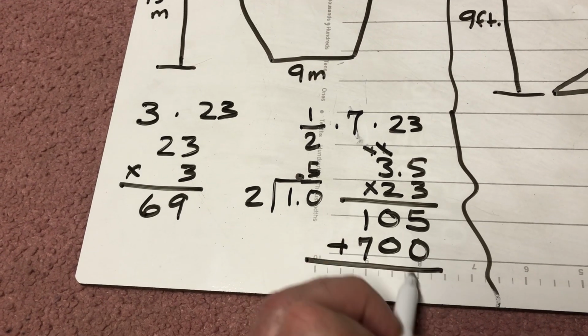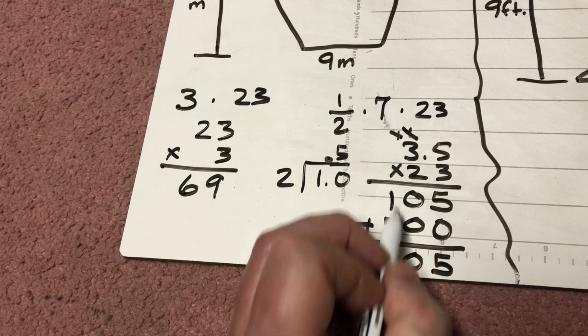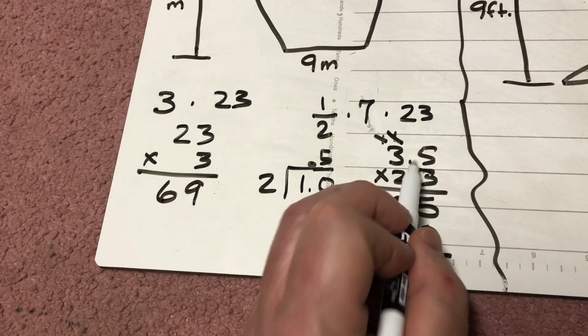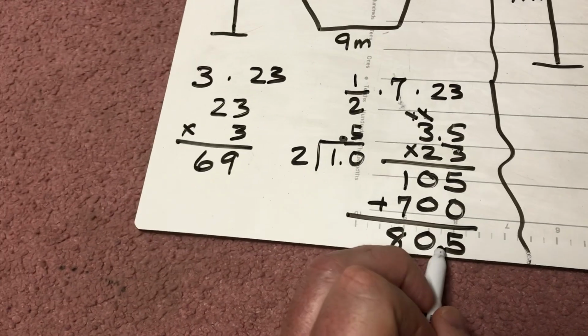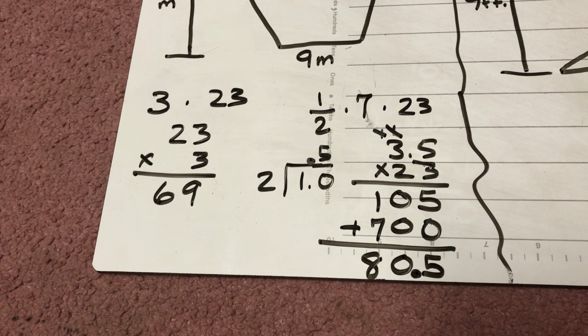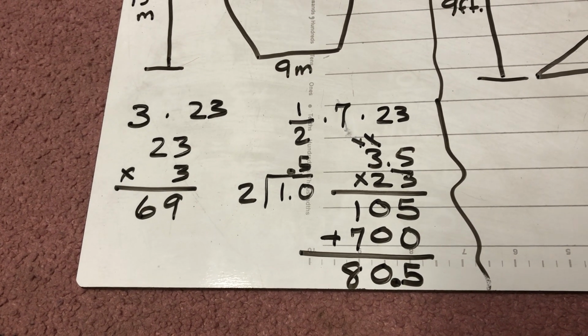105 plus 700: 5 and 0 is 5. 0 and 0 is 0. 1 plus 7 is 8. There's one digit, the 5, that comes after the decimal in the problem. So I have one digit that needs to come after the decimal in my answer. I get 80.5 or 80 and 5/10.